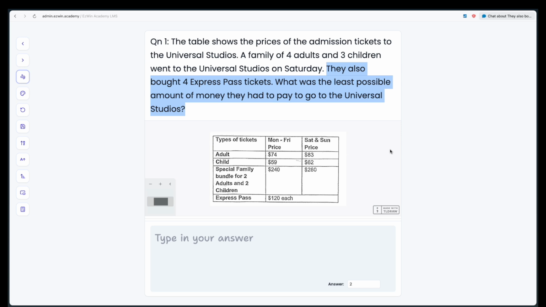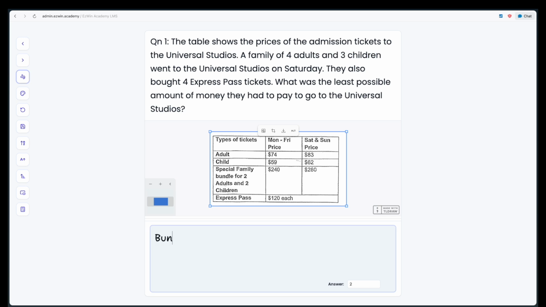Alright, so in this case, we have the adults, the child, and also a special family bundle for 2 adults and 2 children. So in this case over here, we have 4 adults and 3 children. So we will then use the special bundle because it's cheaper. So for the bundle, which is in this case 2 adults plus 2 children, this would then cost how much? 240 or 280. This bundle is on a Saturday, so Saturday bundle. Okay, sounds nicer. Saturday bundle is expensive because, you know, a lot of people. So it's $280.